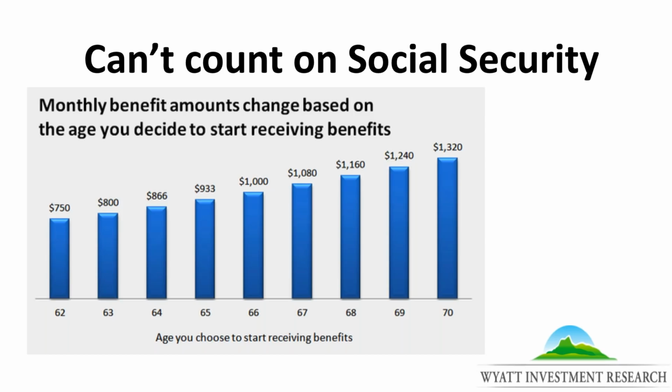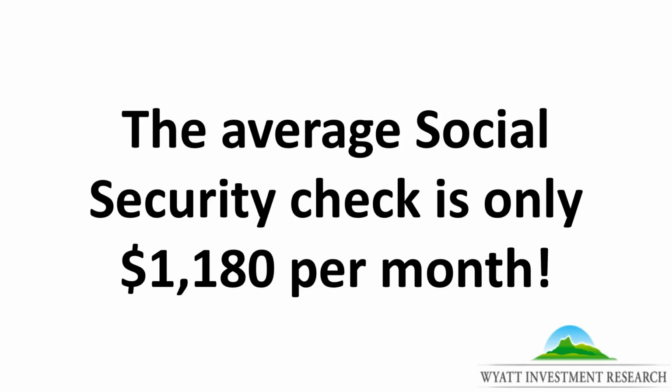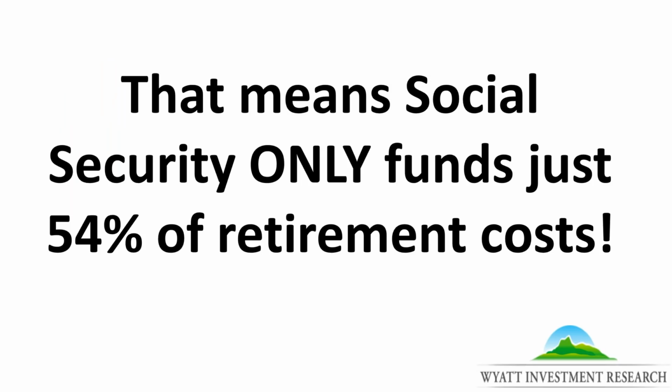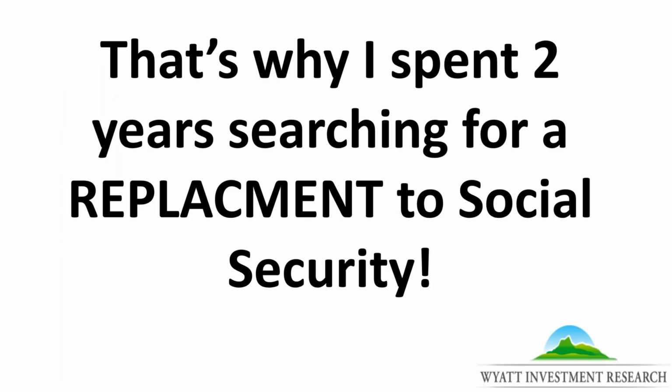I'm looking at this: the average person who starts receiving Social Security benefits at age 65 will get just $933 a month. And think about it, the average Social Security check is $1,180 a month. The U.S. Bureau of Labor Statistics says that the average retired household spends $3,400 a month in expenses, which means for most folks, Social Security only picks up about 54% of retirement costs.